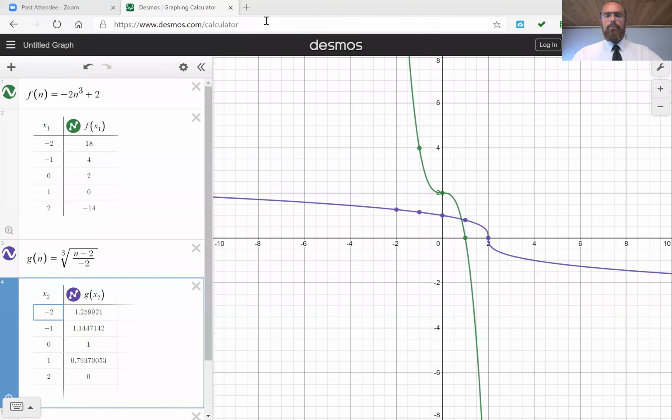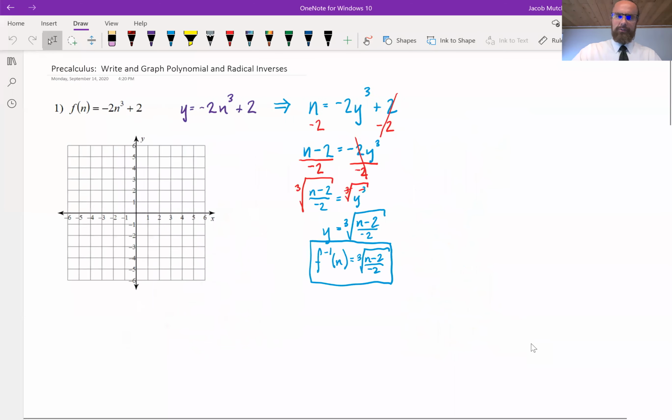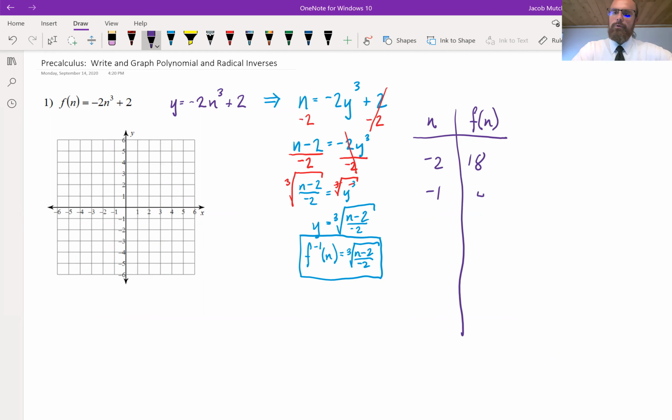And let's write those here on our graph. So I need to squeeze down so I have enough room for some tables. Here on the right side is where we'll write those. So the original, we'll put that in the purple color. So we'll call this n. That's my independent variable, and f of n, that's my original function. So that was negative 2, 18; negative 1, 4; 0, 2; 1, 0; and 2, negative 14. Again, just what we saw on Desmos.